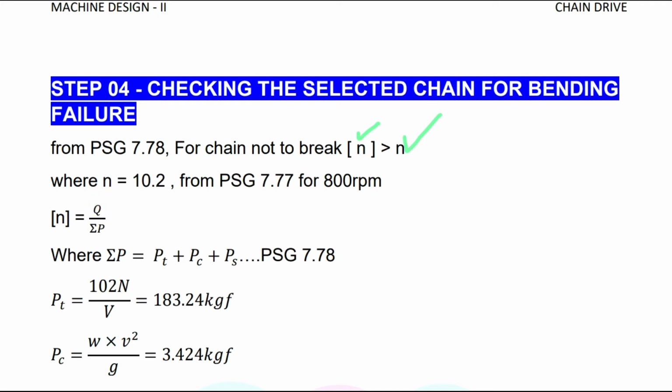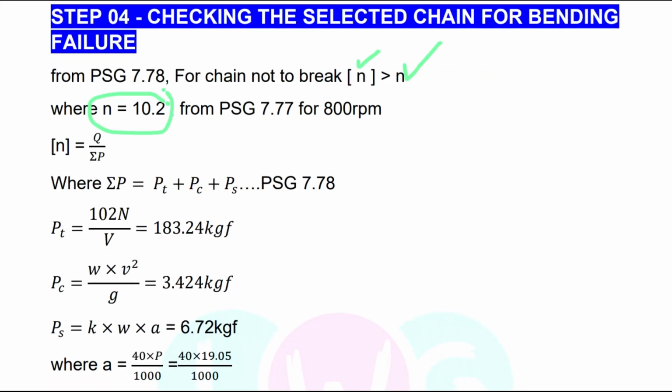Here the small n value will be 10.2. Our allowable factor of safety is 10.2, which you will get from PSG 7.77. For 800 rpm we will select it; for 800 rpm, 10.2 is the value. So our actual factor of safety should be greater than 10.2. If it is greater, then our selected chain is safe in bending failure.